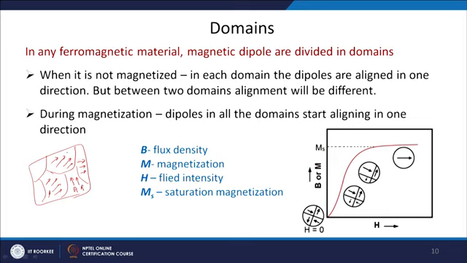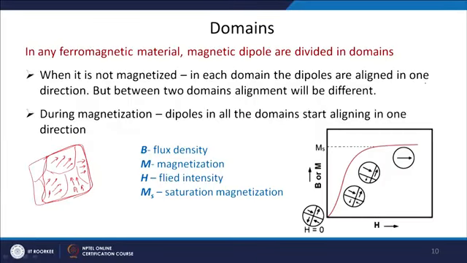A domain can be within one grain. So you can have one grain like that, and in this one grain you can have domains like this, within a grain itself. So they are not divided between the grains. A single grain can have multiple domains, and in each domain you will have some alignment of dipoles. When it is not magnetized, in each domain the dipoles are aligned in one direction, but between two domains the alignment will be different.